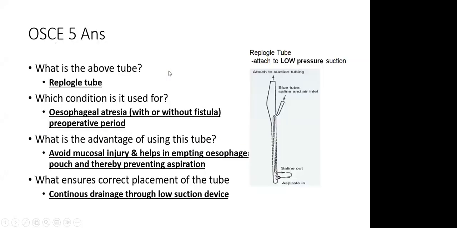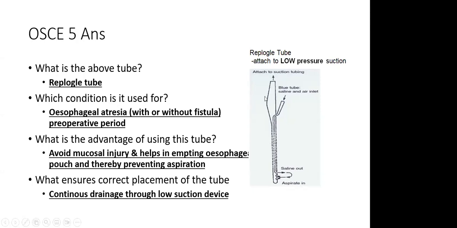If you see the cross section of it, one of the tubes is attached to the suction tubing, and the other is the air vent. You can flush saline, and it also acts as an air inlet, so that the tube does not get stuck to the mucosa of the esophageal end, thereby preventing esophageal injury.